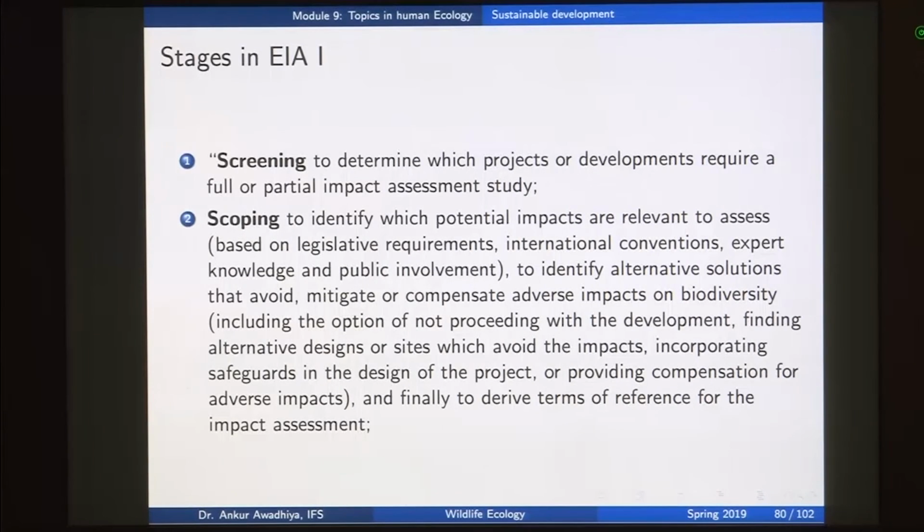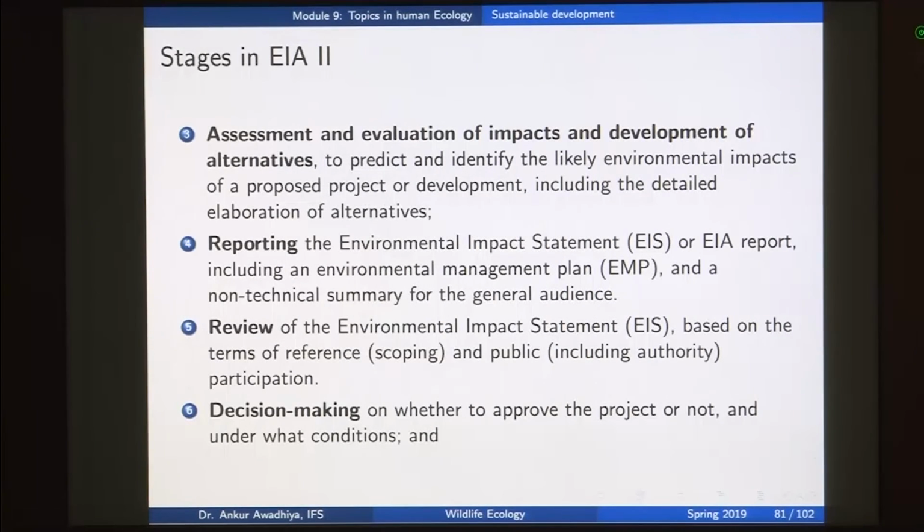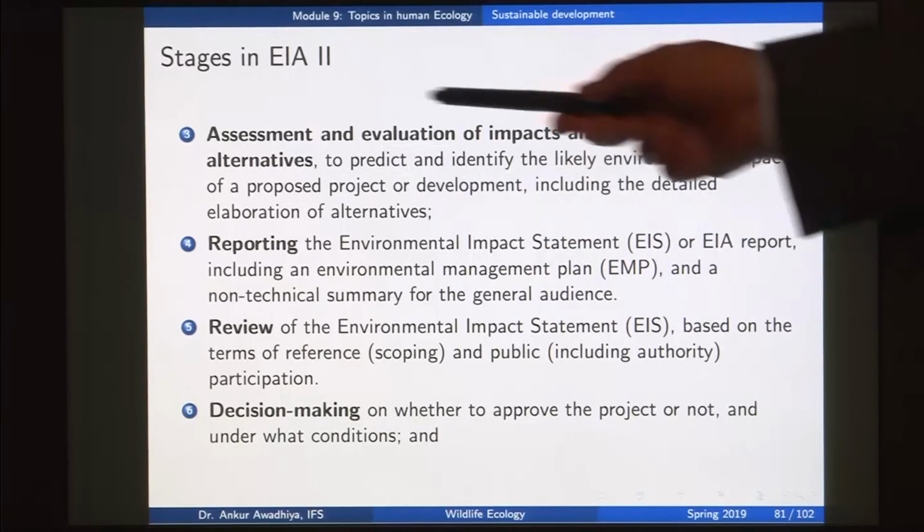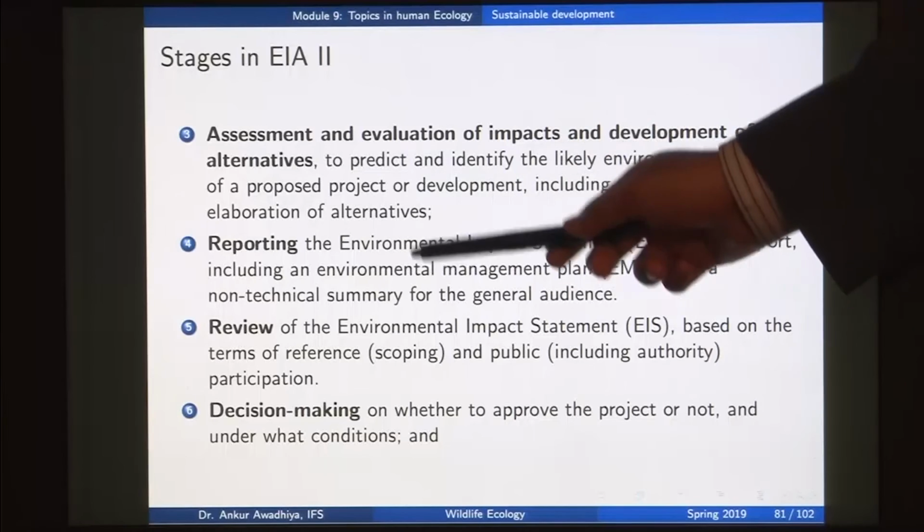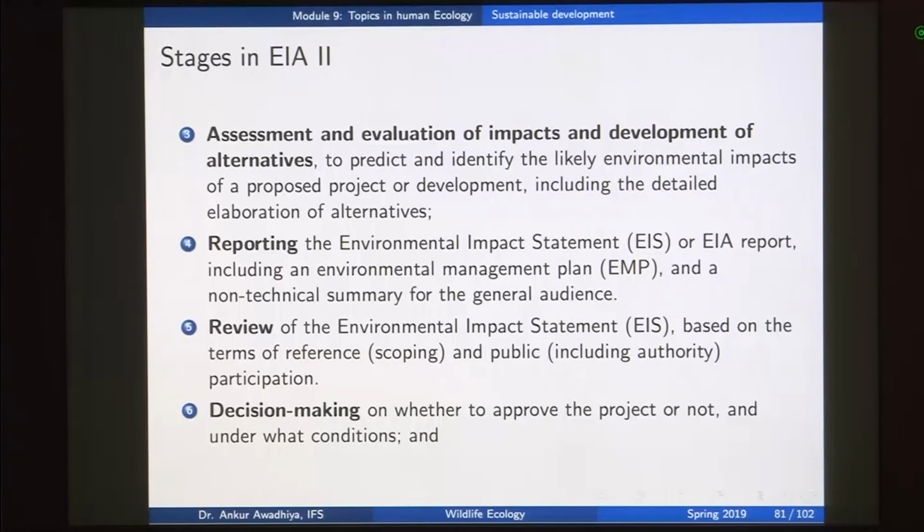After scoping we move on to the assessment. In this stage we do an assessment and evaluation of the impacts and development of the alternatives. So, we have listed all the different topics that we need to study. Next we study those topics. Once the assessment is done, we make up a report that is known as an EIA report or an environmental impact statement. Whatever our findings were in this stage of assessment, we put them up in the form of a formal report.